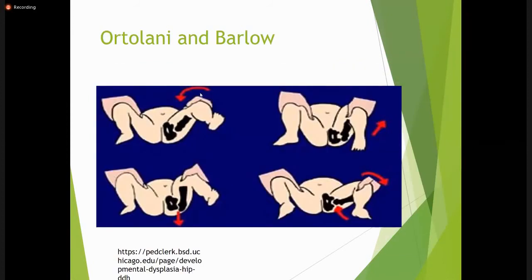This is a picture showing the Ortolani and the Barlow maneuvers. You can see here it is dislocating, relocating. The head of the femur is relocating.